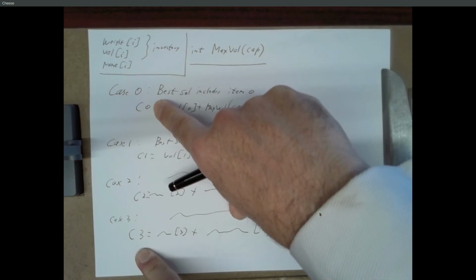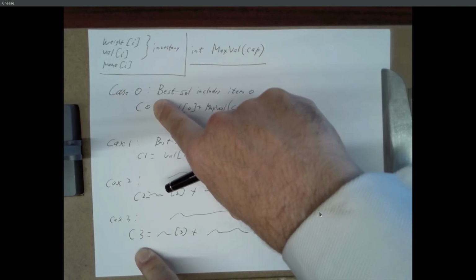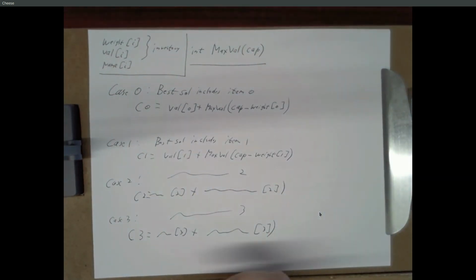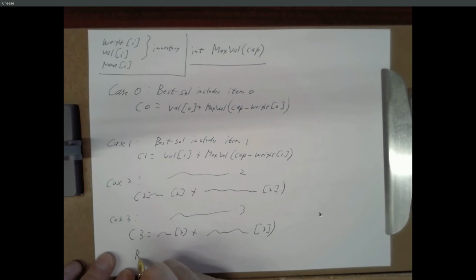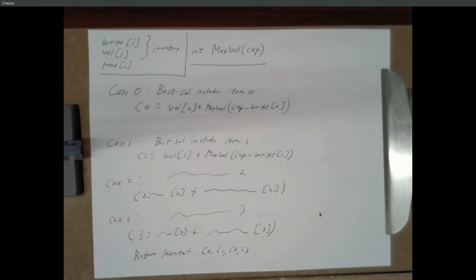How do I figure out which one it is? You can compare each case. And what am I looking for? Which one's the greatest value? Whichever one of these is the biggest, that's the maximum value I can get out of my original bag. So just return the largest of C0, C1, C2, or C3. That's our whole MaxVal function. And that's the guts of PA5.